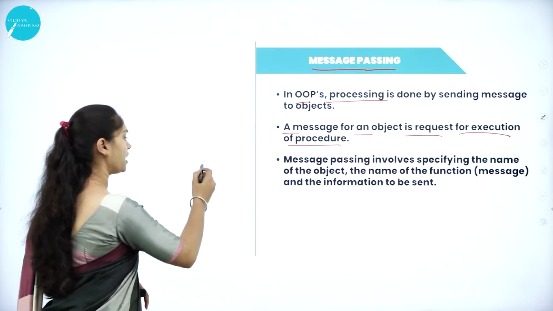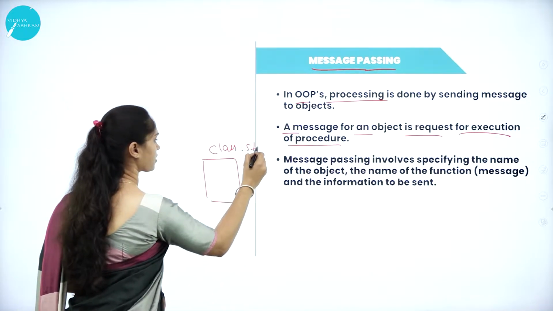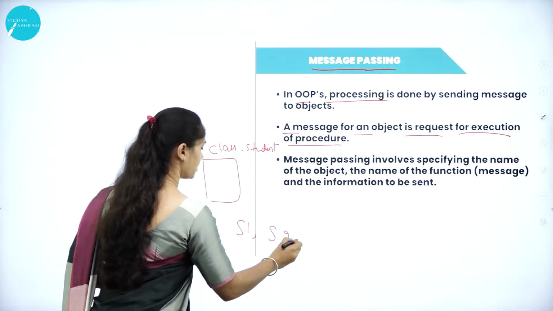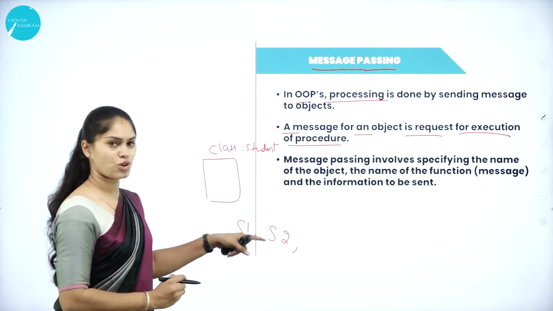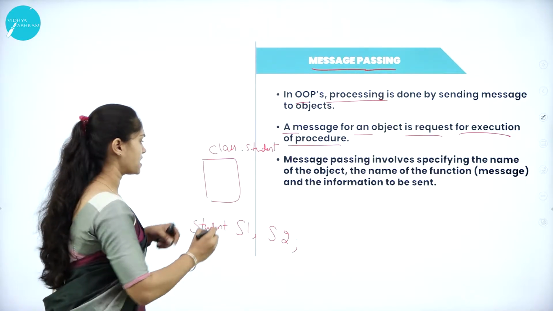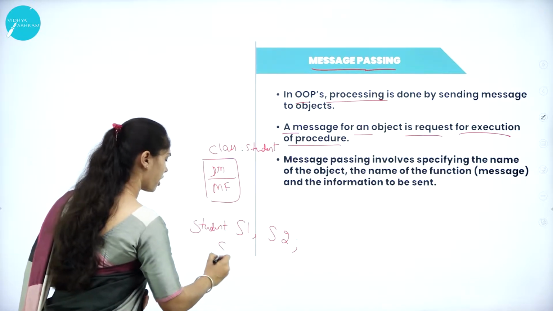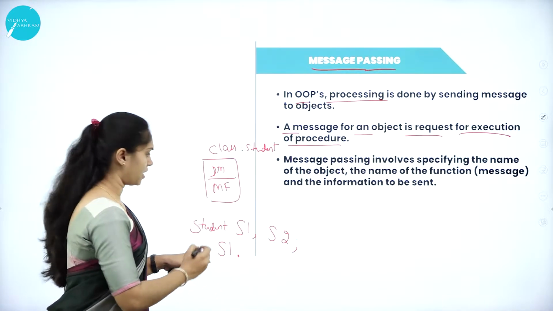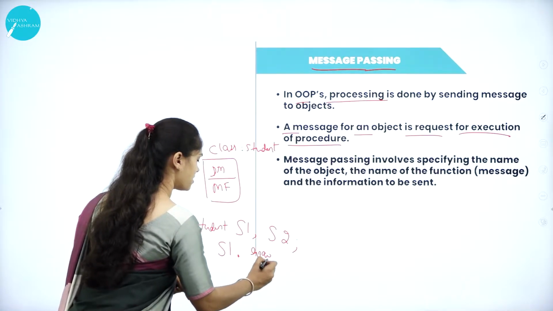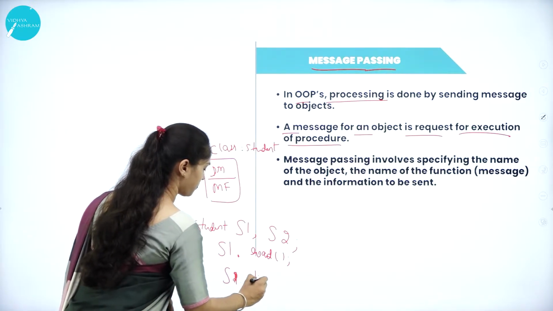For example, I have created a class called student, and I have created two objects, S1 and S2. These two are objects of the class student. I want to access the data members and member functions of this particular class. At that time, we use the object name, then the data member or member function name. So let me take this as read and display.